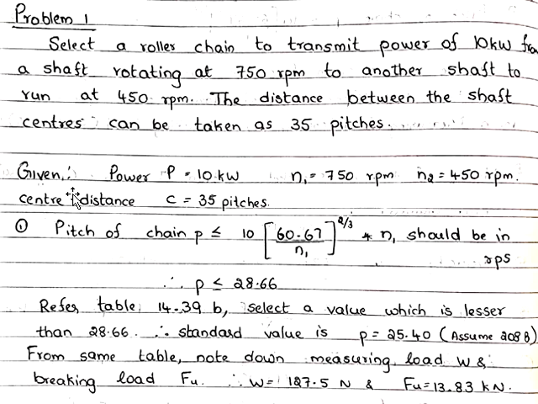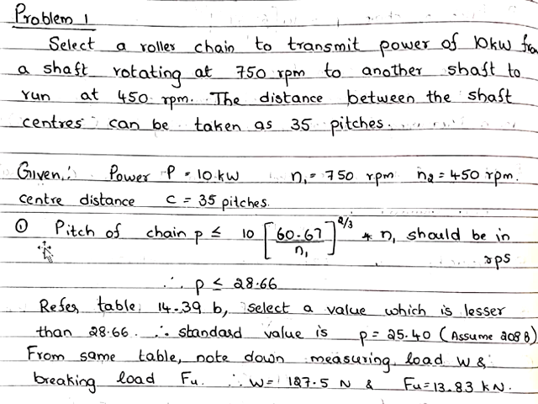So here given values are P is given, power is given 10 kilowatt. N1 and N2 values are given. I told you always N1, speed of driver shaft, will be greater than driven shaft. So N1 is 750 rpm here and N2 is 450 rpm. Center distance is given in terms of pitches. Center distance is 35 pitches.